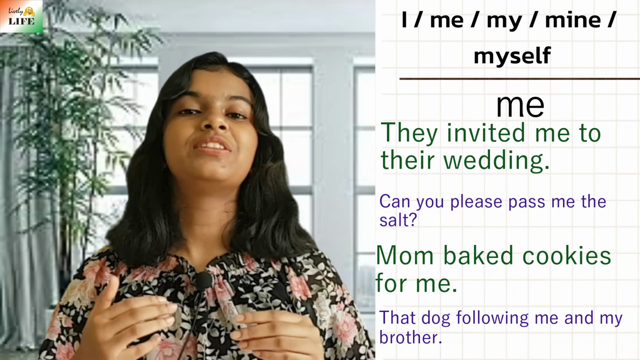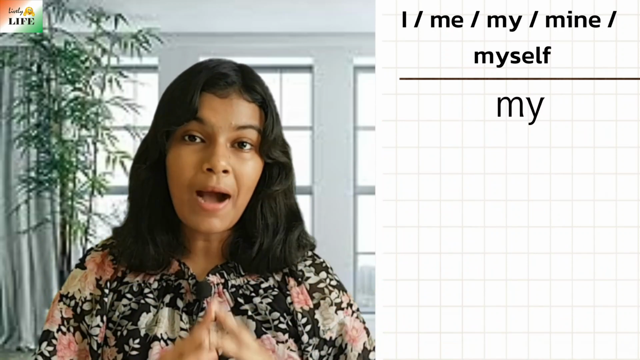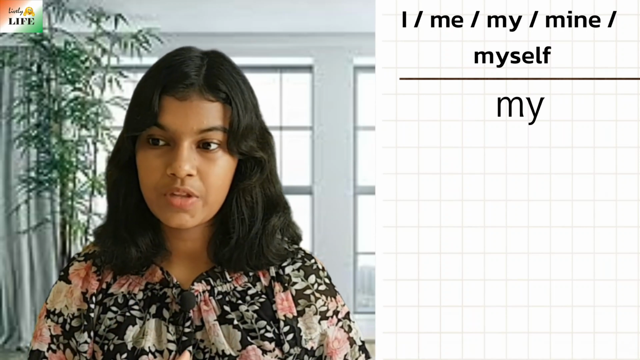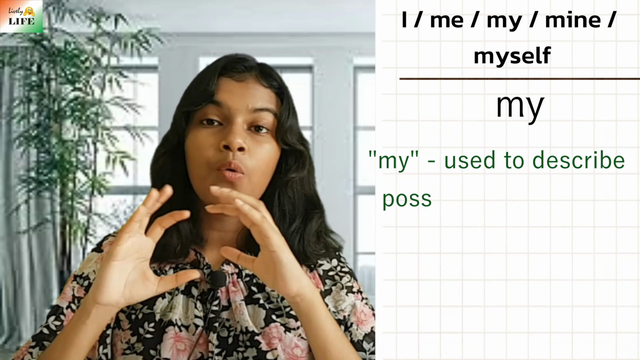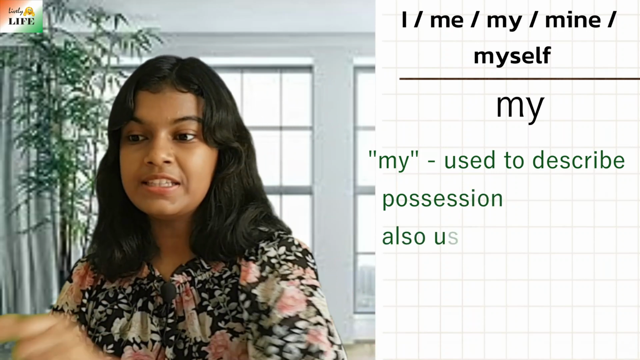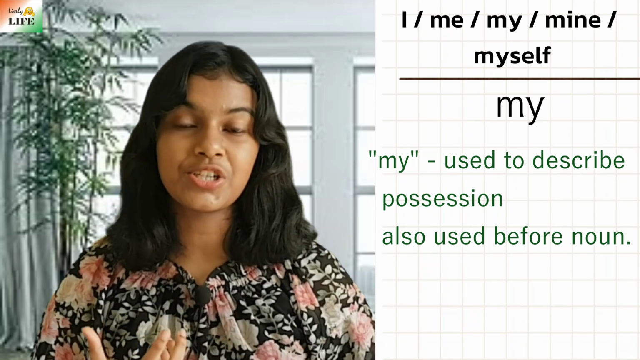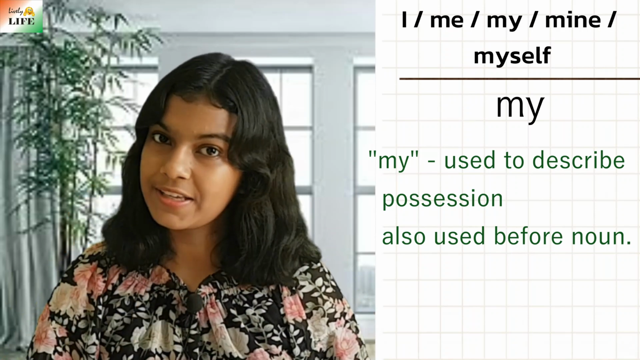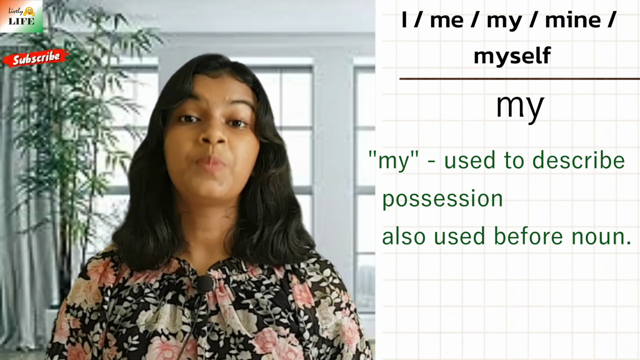Now let's move to the third one, that is my. Okay, my is used when we define possession. This is my pen. What am I saying here? This pen belongs to me. Belongs, possession, ownership. This is where we use my. Okay, this is my pen. It is used to describe possession.